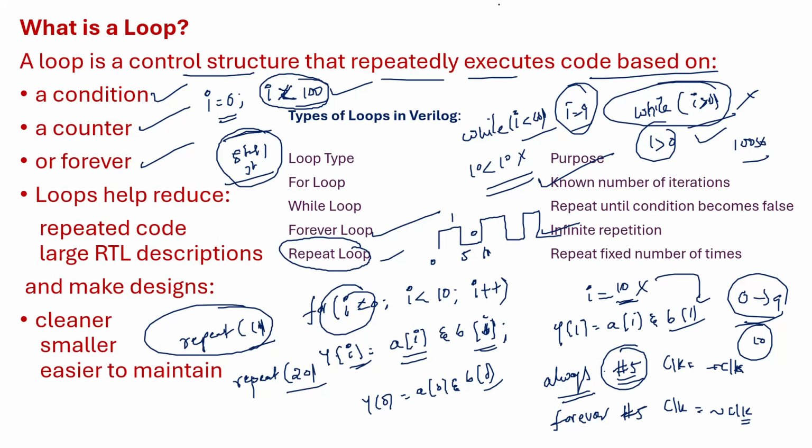Okay, so why do we go for loops? Loops reduce the repetition of code, but they are hard to understand. That's why designers don't go for loops, because understanding is a little bit hard. While designing large hardware, we go for loops because sometimes I need to repeat my code 10 times. At that time, this loop will be helpful.